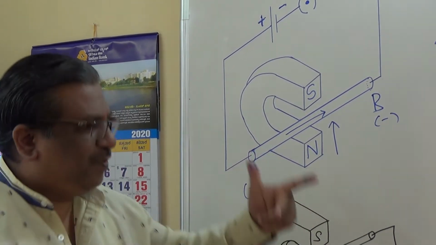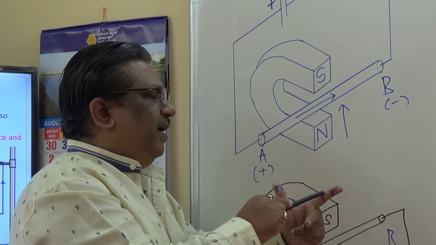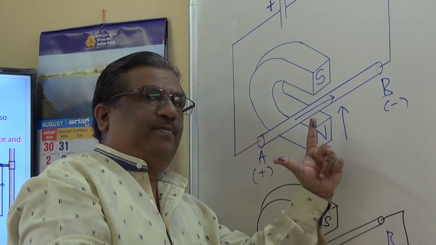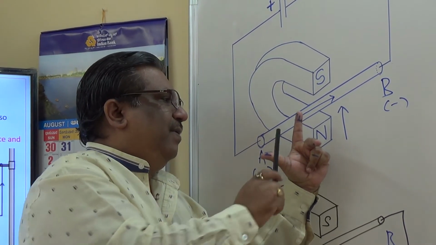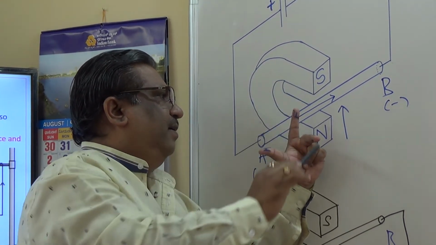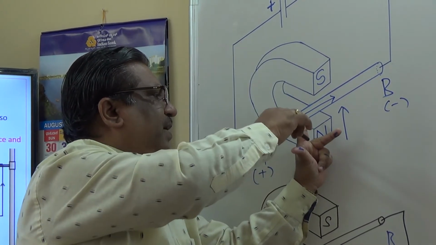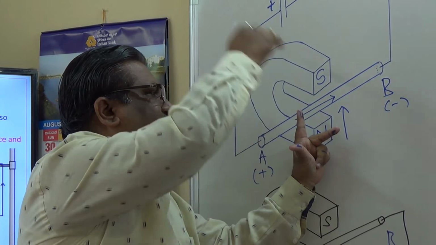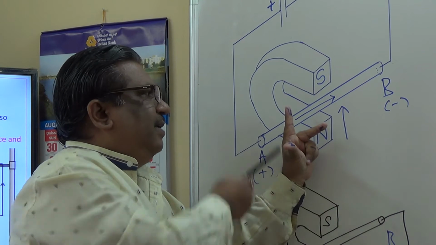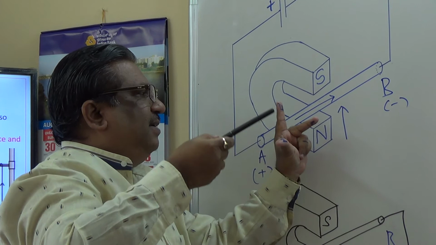Once again, I'll use my three fingers. Let us point the forefinger in the direction of the field. This is from bottom to top. Turn your middle finger towards the direction of the current from A to B. So the field is upwards and the current is this way, and my thumb is pointing towards you. That means this conductor comes out of the magnet, something like this.